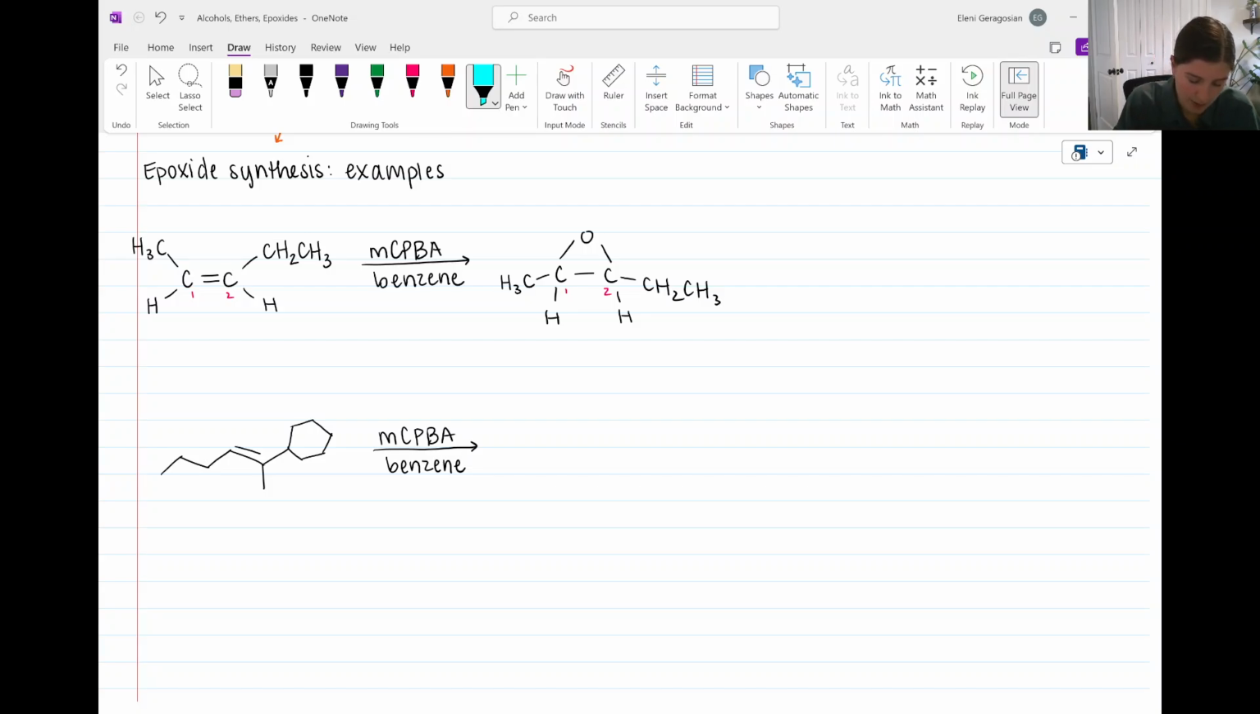The higher priority group for carbon 1 is methyl. The higher priority group for carbon 2 is ethyl. Those two are on the same side of the double bond. So that means that methyl and ethyl in the product should be on the same type of bond, either a wedge or a dash. In this first structure, I'll just choose to put them on wedges. If you want to put them on dashes, that's fine. We're going to draw both products. So if those two bonds are on wedges, then the two bonds to hydrogens should be on dashes.